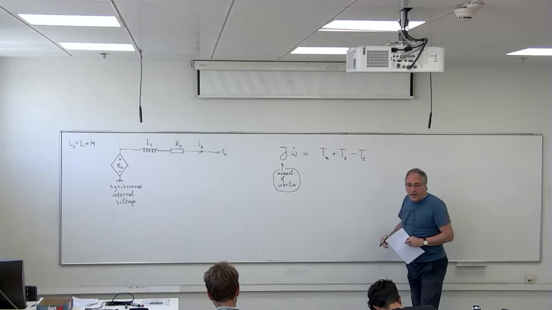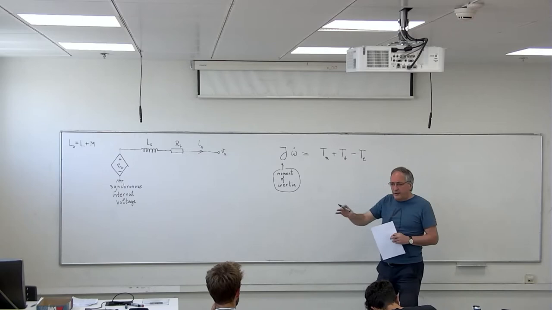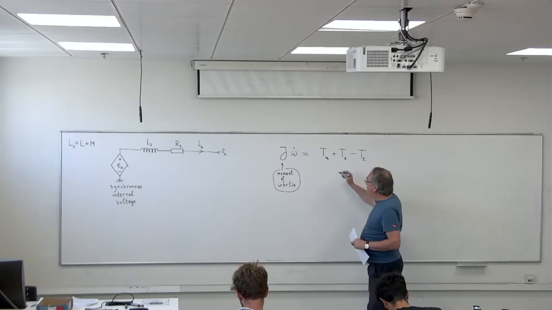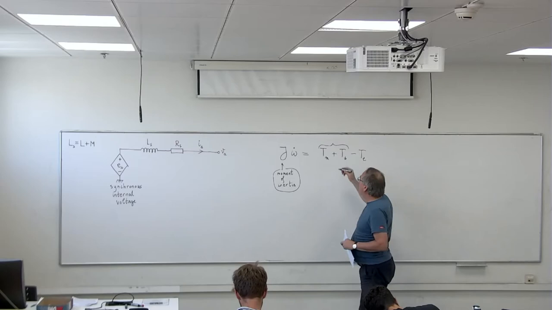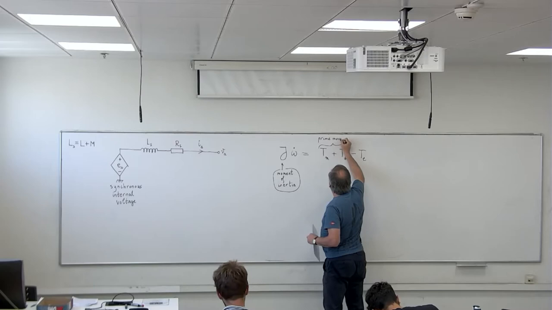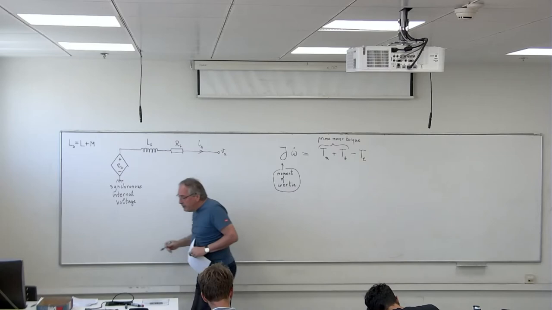I think that I have already started last time to explain what they are. I'm not sure how far I got, but okay. These two, Tm and Td together, let me mark that here, these two together are the active torque which comes from the prime mover. Is that visible, readable?